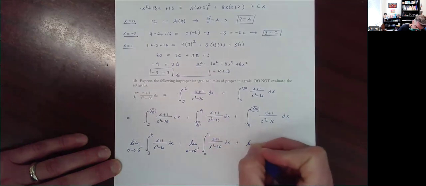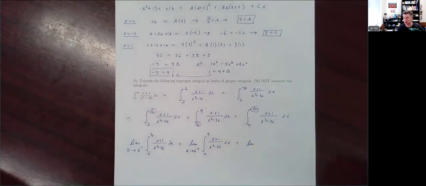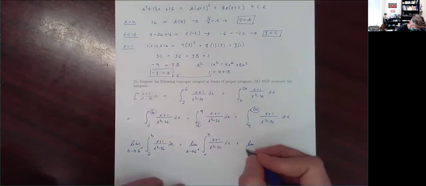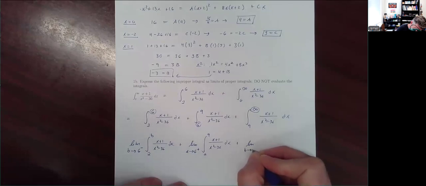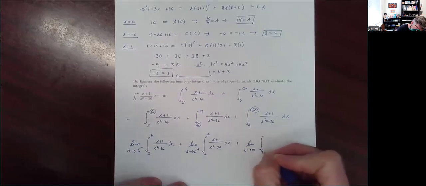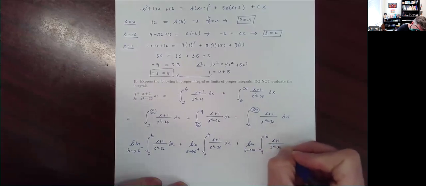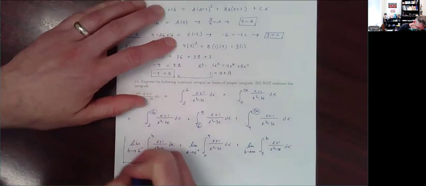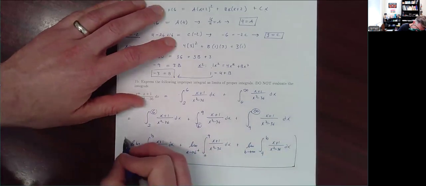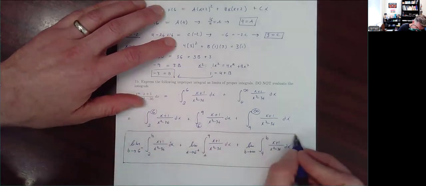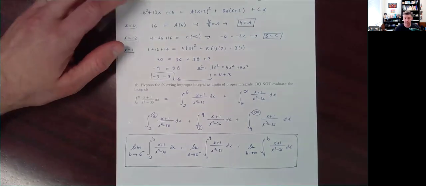the limit as, you could also still use b again, or you could use a different letter if you feel like you shouldn't use b again. I'm going to use b again. The limit as b goes to infinity of the integral from 9 to b of x plus 1 over x squared minus 36. They did not ask us to say if it converges or diverges. They did not ask us to do anything other than just set it up.